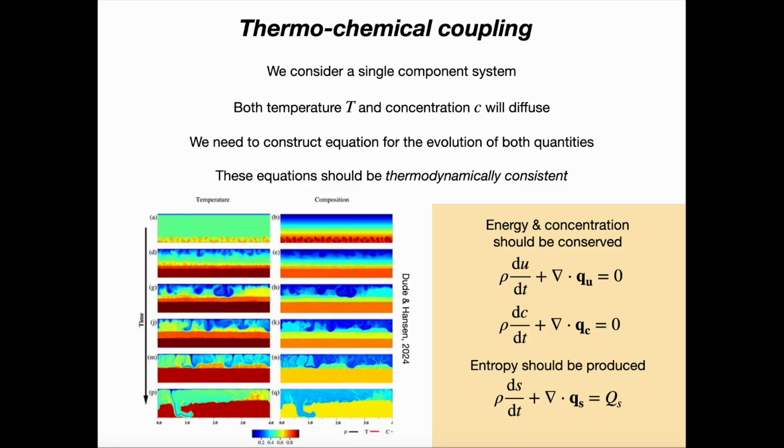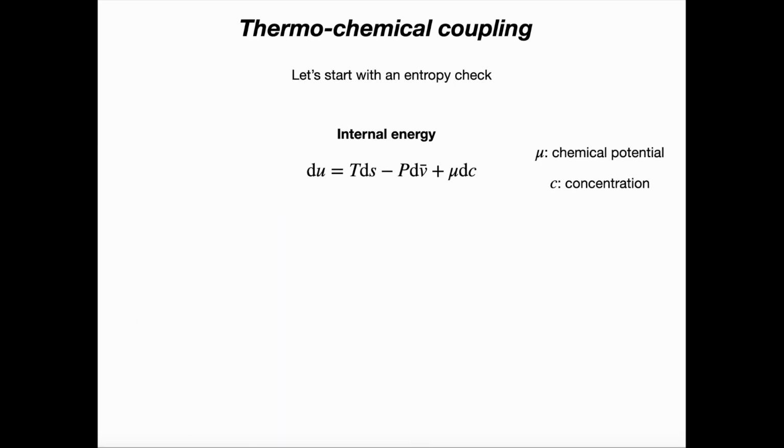In addition to that, entropy still should be produced, so we have this non-conservation equation of entropy. So the balance law of entropy still applies. So let's start with an entropy check, and now we start with formulating the differential for internal energy. This you can recall from the early lecture.